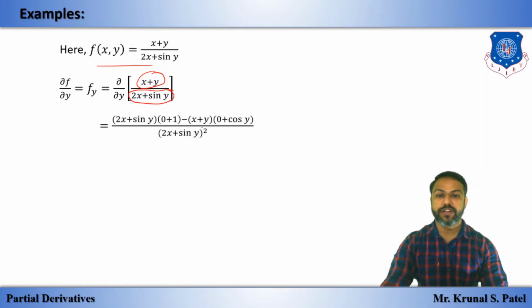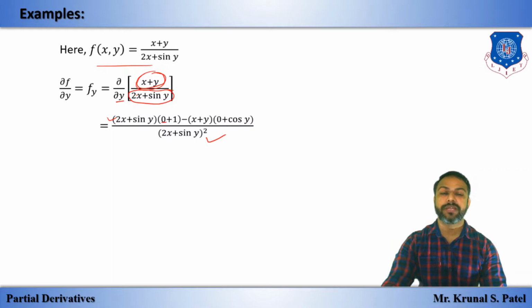So here again we will apply the quotient rule, that means the division rule, and we know what the division rule is. So in the denominator squared, denominator as it is, and the differentiation of x plus y with respect to y: differentiation of x is 0, because this time we differentiate with respect to y, so we will treat x as a constant, and differentiation of a constant is 0, plus differentiation of y is 1, minus numerator x plus y as it is, and del by del y of the denominator. So with respect to y, this 2x becomes 0, and sin y becomes cos y.